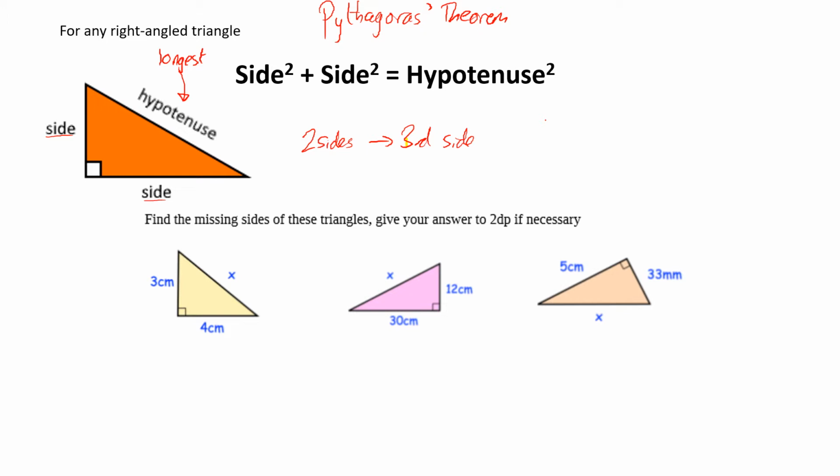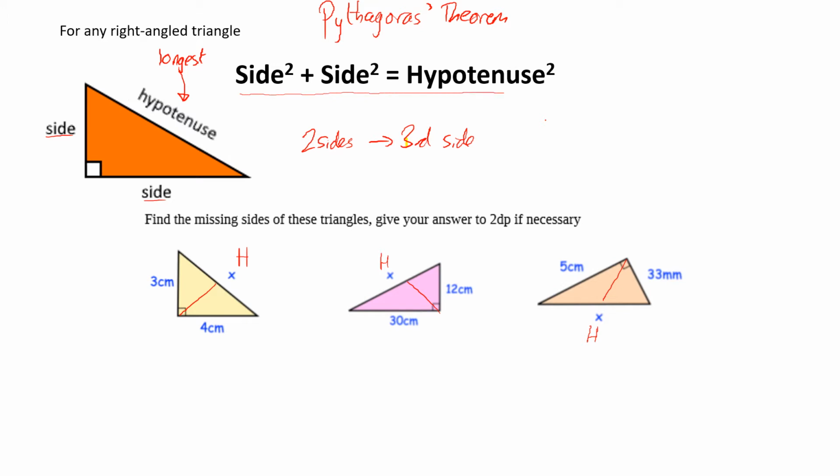We probably want to label the side that we think is the hypotenuse. Now remember, the hypotenuse is opposite the right angle. So x is our hypotenuse here, x is our hypotenuse here, and although it's on the bottom, it's still opposite the right angle, it's still along the side, x is our hypotenuse here. Then we need to think about using the formula.